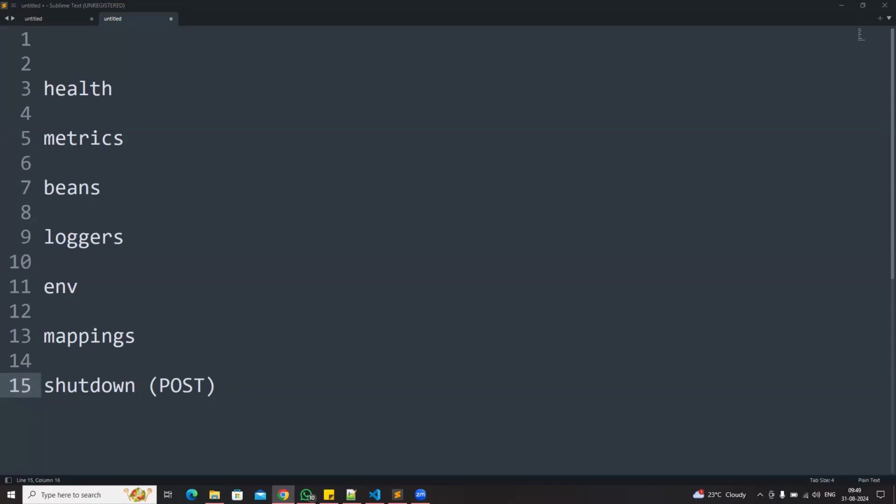So I hope you guys practiced what is actuator and how we need to work with the actuator. Are you guys able to understand what is the purpose of actuator and why we need to go for actuator concept? Come on, guys. Anybody having any questions on the actuator concept?